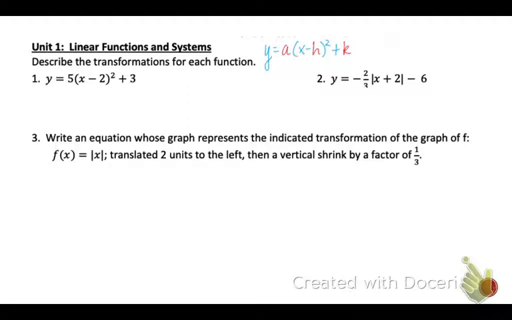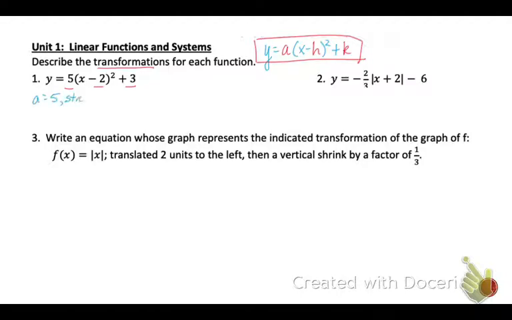So for number 1, to determine those transformations, first you need to pick out the a, h, and k values. So I'm going to underline them, and you should too. So notice that we have 5, which is our a value. We have 2, which is our h value, and 3, which is our k value. So I'm going to write those.